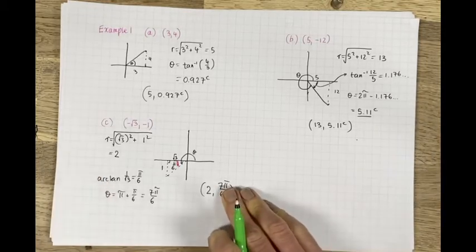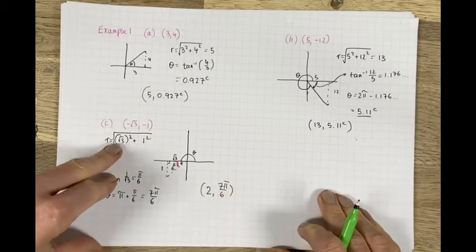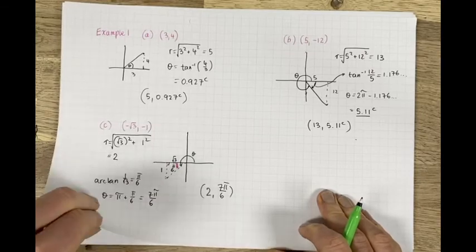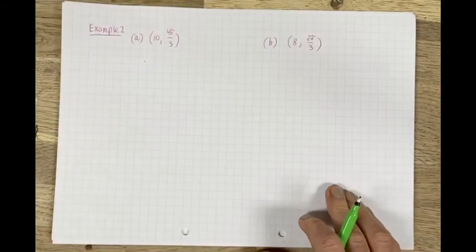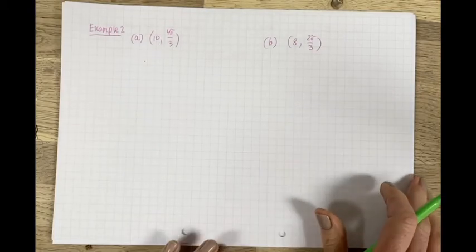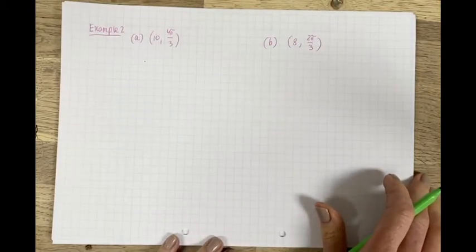So that's example 1 done. We've got 3 more to go before you can have a go at the first exercise. Okay, example 2. This time, this is a lot quicker. You don't need to draw it actually.